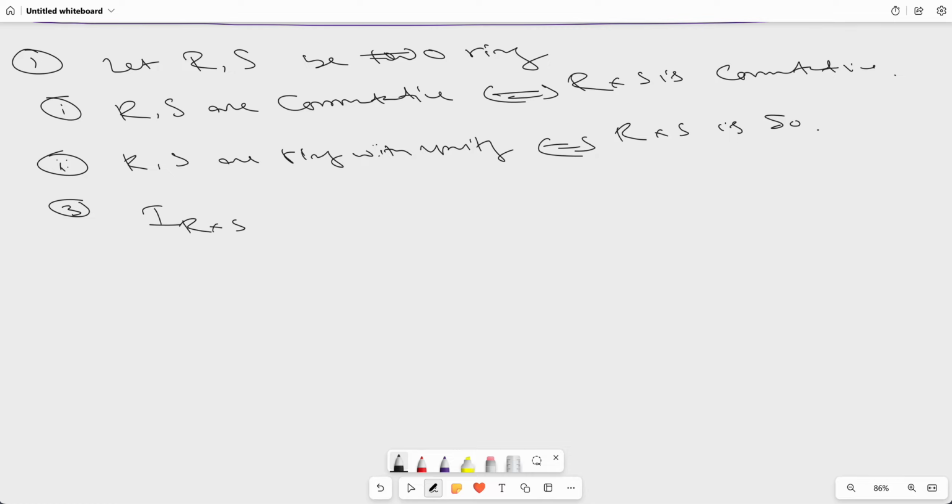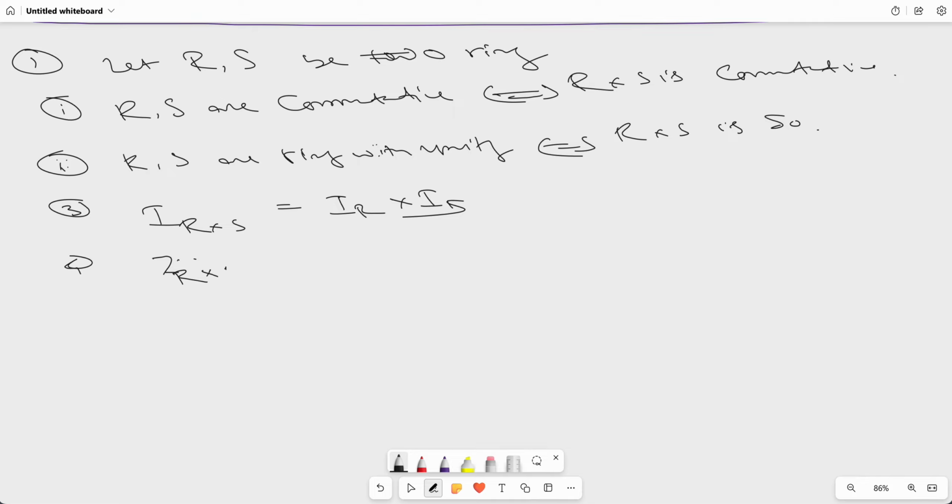Third, you prove idempotents of R cross S. I guess this has been proved. I(R) cross I(S). I guess you just take one element here, you just show this is also here, and that's it.